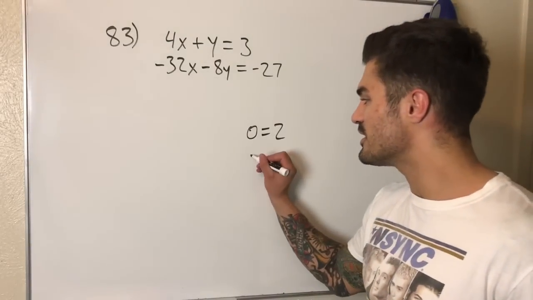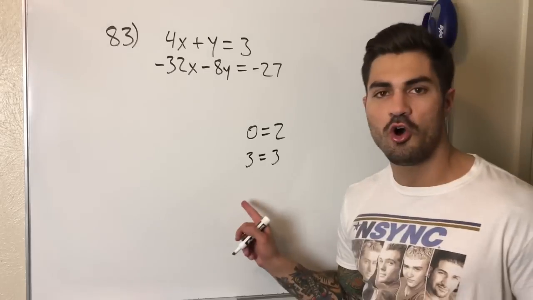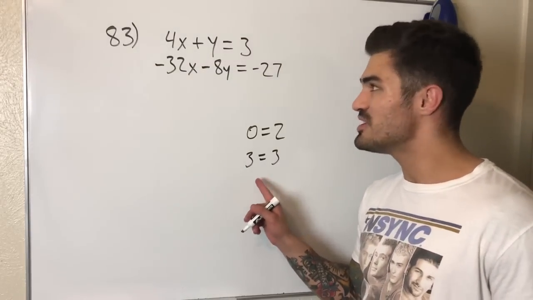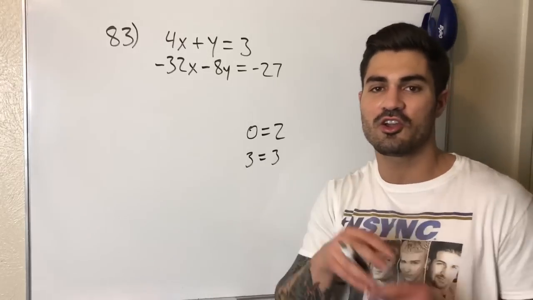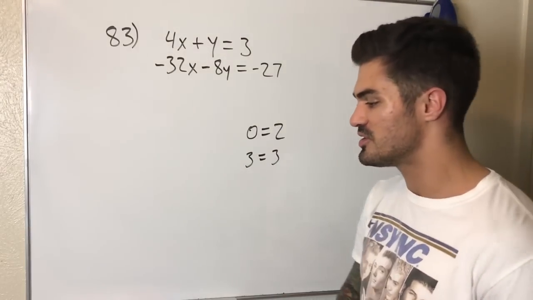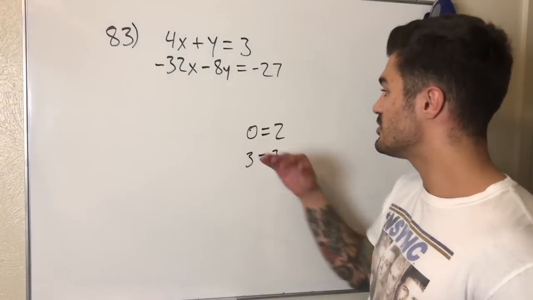Dependent means you'll get something like this: 3 equals 3, something where it's always true, right? So that means they are dependent, and graphically that means they are the same line. They are layered on top of each other. So just a quick review of that, and I do have a video on systems of equations if you want to check that out.